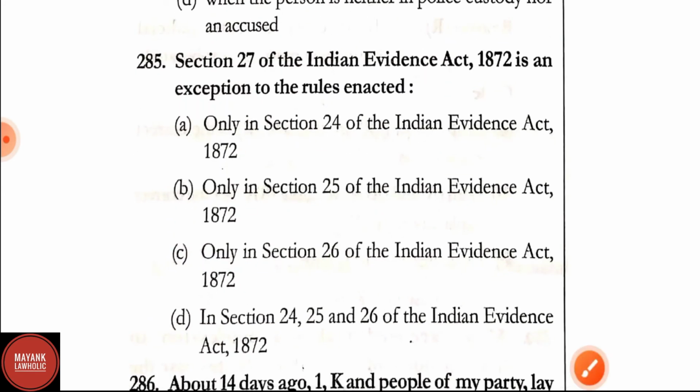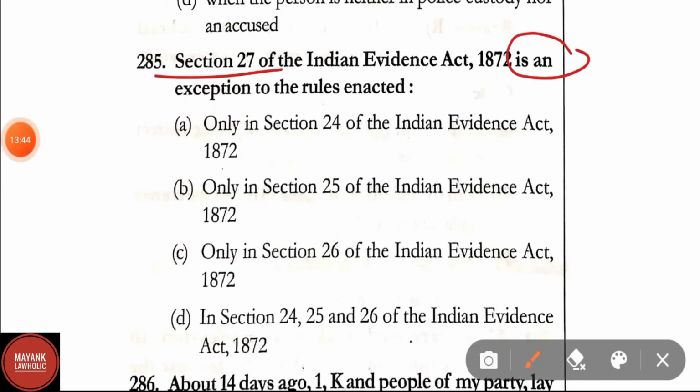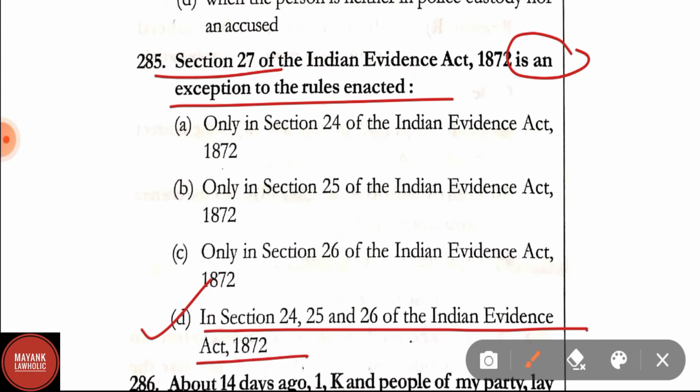Question number 285. Section 27 of the Indian Evidence Act is an exception to the rules enacted. Here the correct answer is option D, in sections 24, 25 and 26 of the Indian Evidence Act 1872.